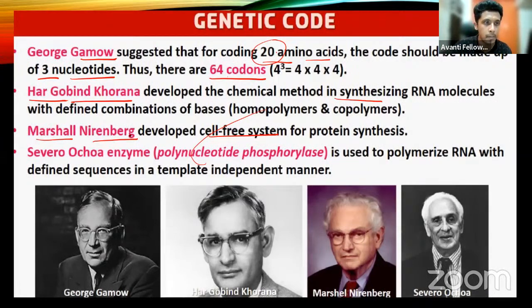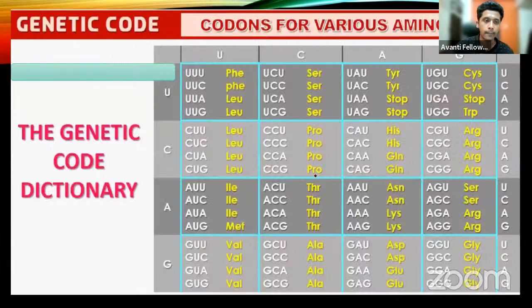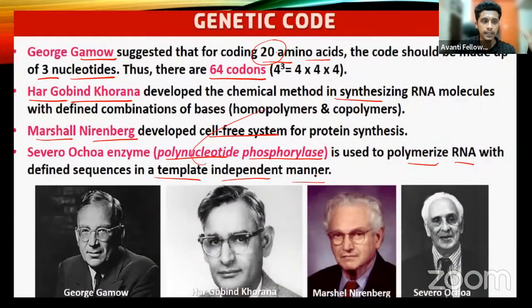That was done by Marshall Nirenberg. And then you have Severo Ochoa's enzyme, with which he created something called polynucleotide phosphorylase. What it does is polymerize RNA with definite sequences in a template-independent manner. You just have to provide a template using this polynucleotide phosphorylase, and the synthesis of a specific amino acid you can just assemble on your own. That means you can synthesize your own mRNA. Okay. So this was the contribution by this scientist.